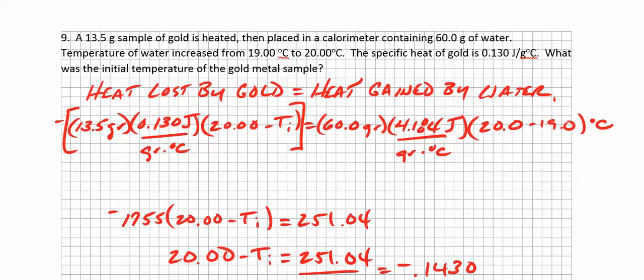Here's my strategy. The heat lost by the gold is equal to the heat gained by the water. Again, put a negative in front because this is going to turn out to be negative, and a negative times a negative is a positive. The gold was 13.5 grams, its specific heat 0.130 joules per gram per degree Celsius, multiplied by the change in temperature, which is 20 minus Ti, is equal to 60, the mass of the water, times 4.184, the specific heat of water, times the temperature change, 20 minus 19, in degrees Celsius.